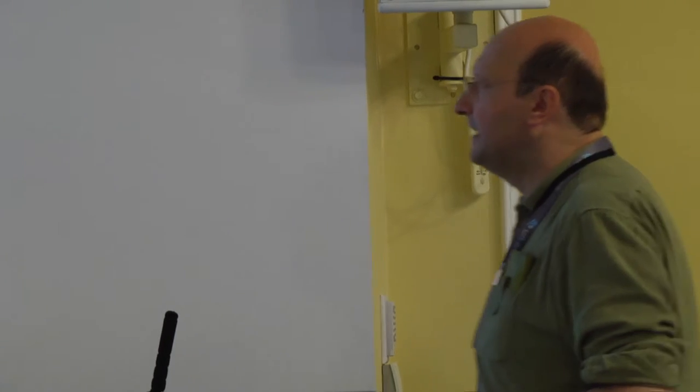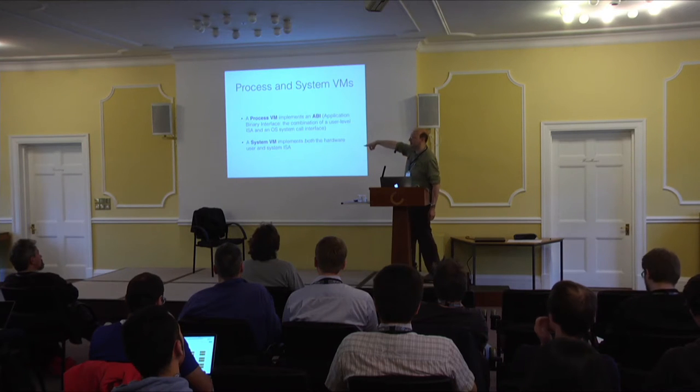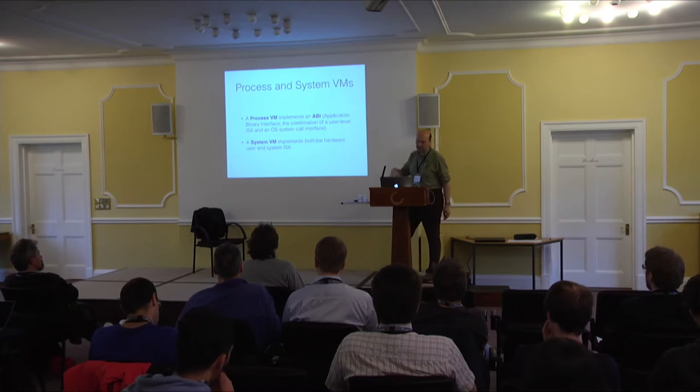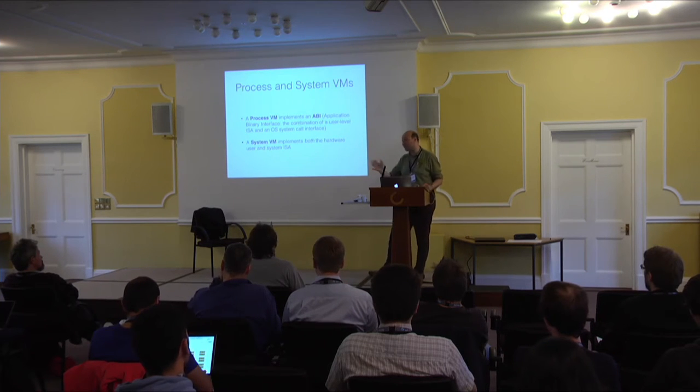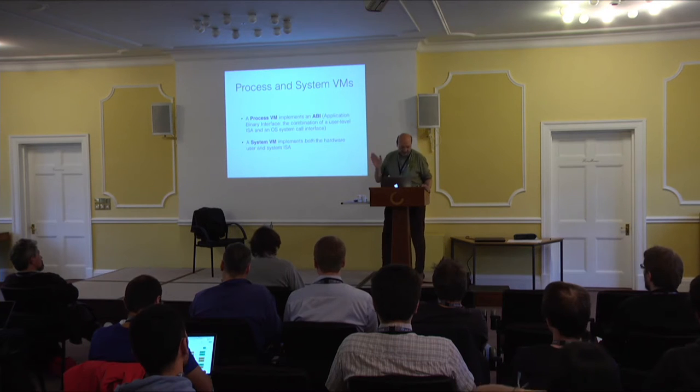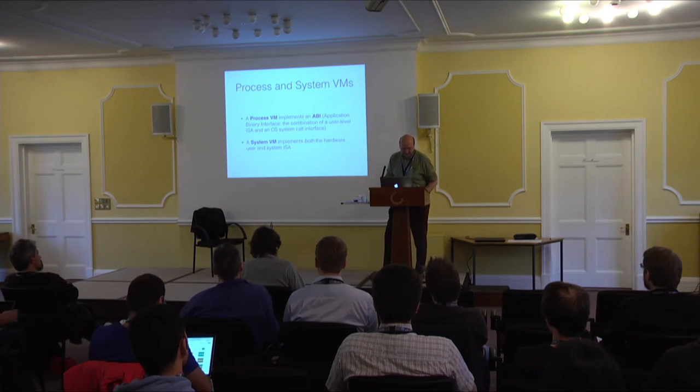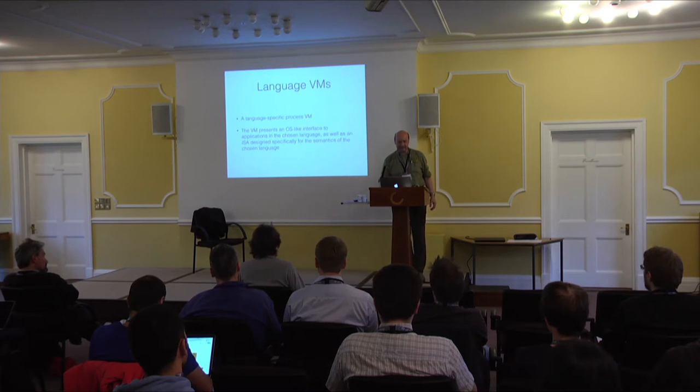The distinction with a system VM is that the system VM just implements a hardware ISA, typically the user and the privileged ISA, and pretends to be a machine. So in this case, the OS sits below the boundary, and in this case, the OS sits above the boundary. An OS runs on top of a system VM, but the process VM typically has an OS underneath it. Almost everything I say has an exception to it, but that's generally the case.